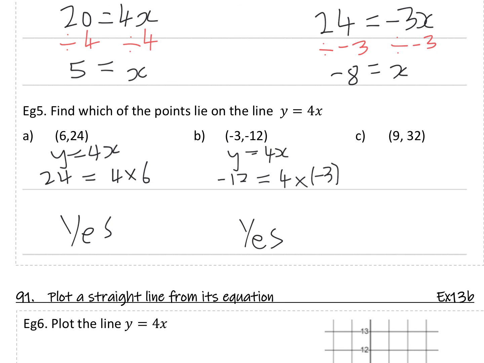Part C, we've got the point (9, 32). Does that satisfy the equation y equals 4x? Well, the y value is 32, and the x value is 9. The equation says that 4 times the x value, 4 9s, should give you the y value 32. But 4 9s are not 32, 4 9s are 36. So they are not equal. So it doesn't satisfy the equation, so it does not lie on the line.